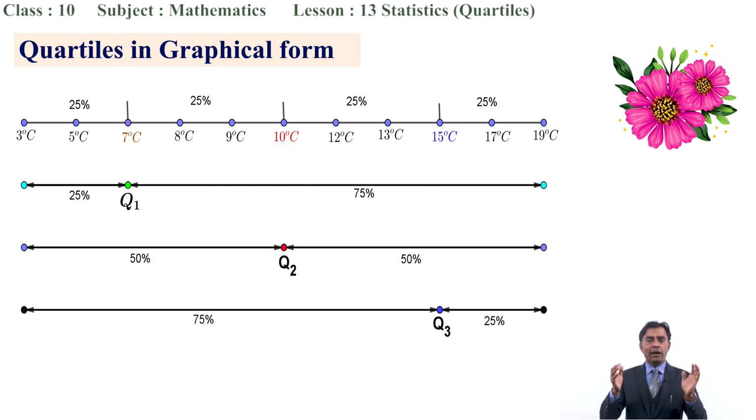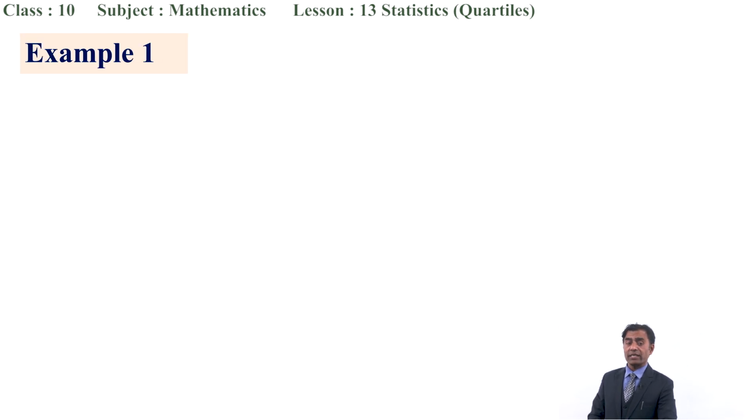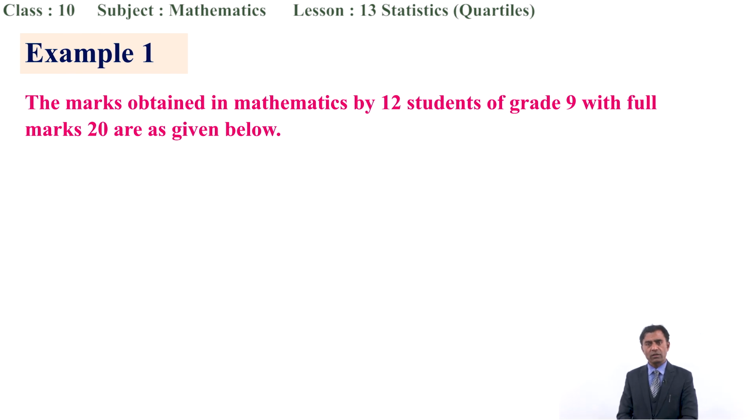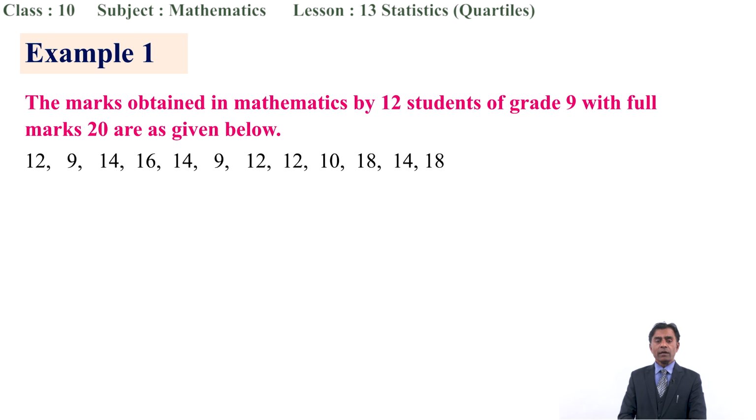So how do we find the first quartile, second quartile and third quartile in the given data? Let's see one example and discuss it. Consider this example 1, the first example. The question is: the marks obtained in mathematics by 12 students of grade 9 with full marks 20 are as given below. Look at the marks obtained by the 12 students: one student obtained 12, 9, 14, another 16, another 14.